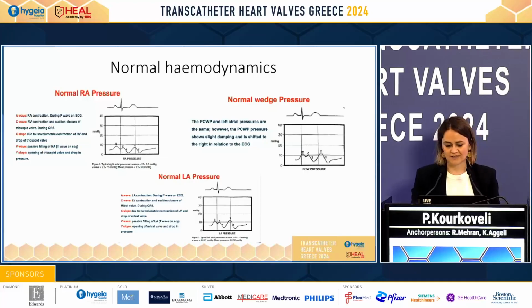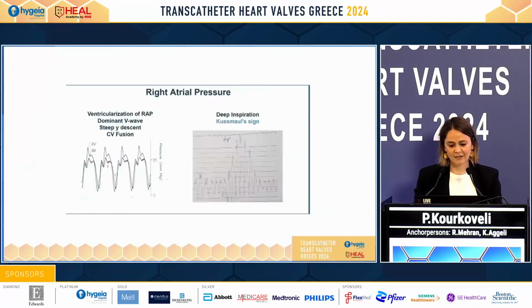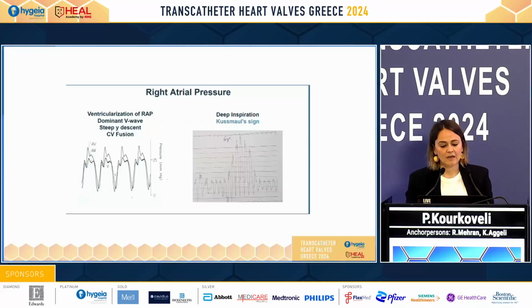I know you all know these waveforms, just to bring them to mind. When we go through the right heart cath of a patient with tricuspid regurgitation, we might encounter this waveform in the right atrium. It's the ventricularization of the right atrial pressure. We have a dominant V wave and a steep Y descent, and we have a fusion of the CV waves.